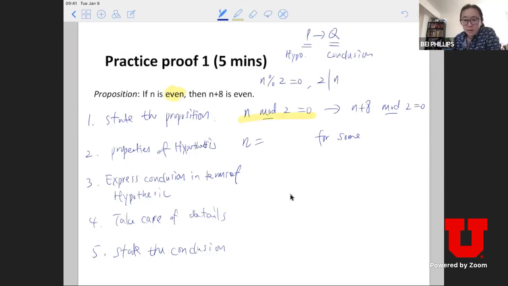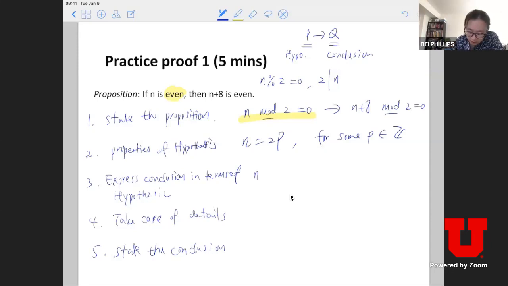So let me rephrase it. In here, I said it's an even number, and an even number has a property. If something is even, that means it can be expressed as 2 times p for some p that's an integer, right? If an integer is even, then it can be expressed as 2 times some integer. That is the property associated with something being even. So the next step is that now we have n is equal to 2p.